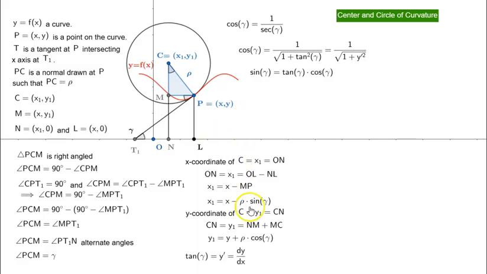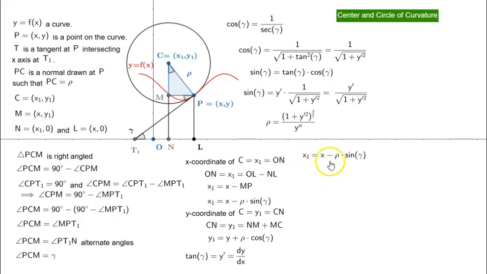Now let's look at the sine gamma. So tan gamma is equal to sine gamma by cos gamma, which means sine gamma is equal to tan gamma times cos gamma. Now tan gamma is y prime and cos gamma is 1 by square root of 1 plus y prime square, which gives y prime by square root of 1 plus y prime square. Previously, we have seen in the previous session, rho is equal to 1 plus y prime square to the power of 3 by 2 divided by the second derivative, y double prime.